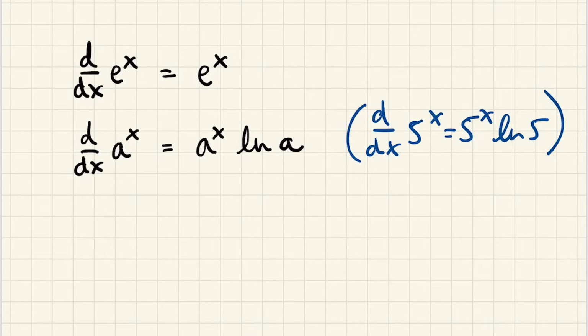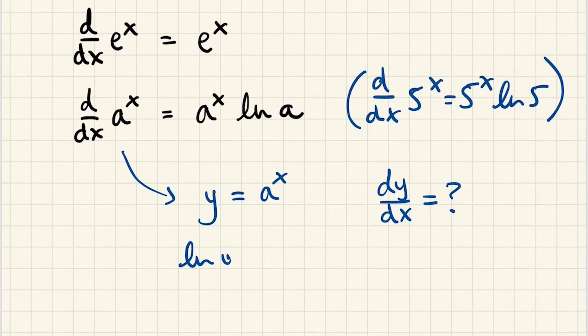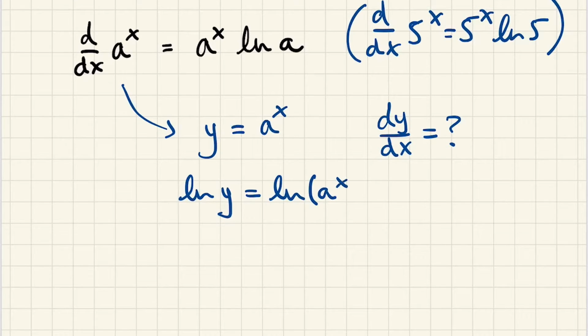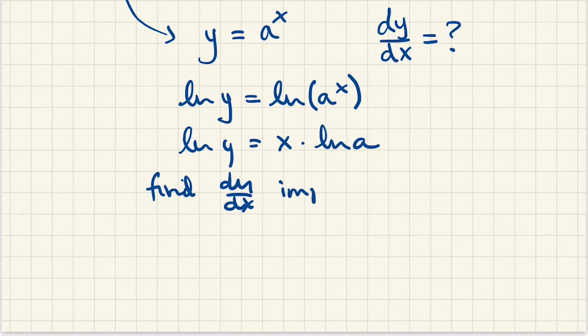All right, there are several ways that you can recover this information. One is you can use logarithmic differentiation. Let's suppose that we don't remember the derivative of a to the x. We seek dy/dx, right? There's a sneaky move where you take the ln of both sides, and that allows you to bring the exponent, which is x, down in front. Now you can find the derivative implicitly.